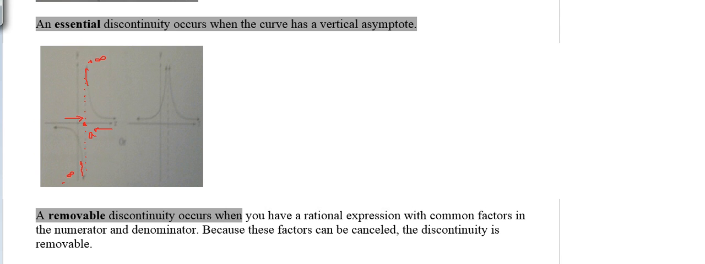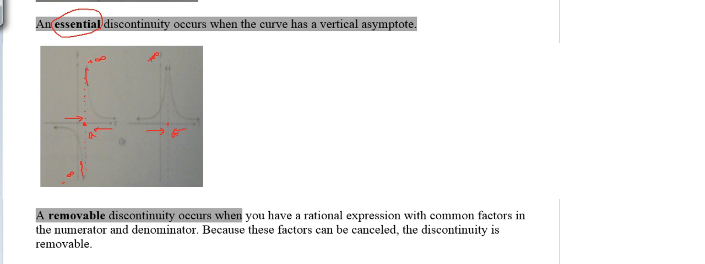And here we have also a vertical asymptote. If this is a, as x tends to a minus or as x tends to a plus, both give me the same plus infinity. So a vertical asymptote occurs here, and we call it an essential discontinuity.